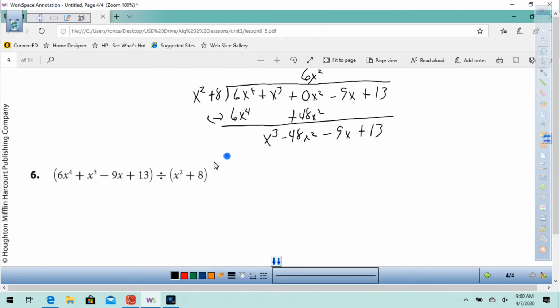Okay, we don't need this. Don't need that anymore at all. Now we need to make this x squared into an x cubed. So I'm going to say plus x. X times x squared is x cubed. X times 8 is plus 8x. Again, we're going to subtract the second line from the first. That gives us 0x cubed minus 48x squared. I just brought that down. Negative 9 minus 8 is negative 17x. And then I'll just bring the 13 down.